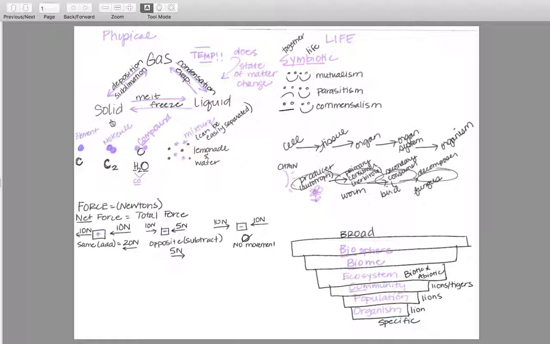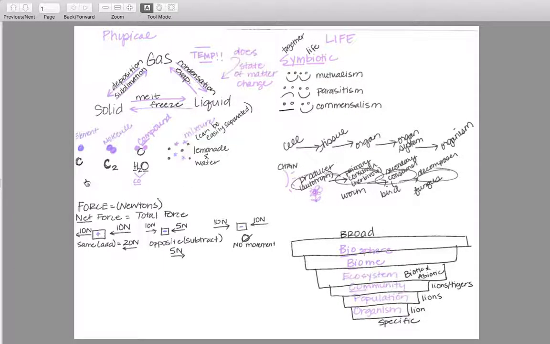Gases can go right to a solid as well. You'll see this when it's super cold outside. The atmospheric gas will deposit itself and form frost in the morning, so frost on your windshield, frost on the ground. That's not happening because it's raining or anything. A lot of times it's just depositing itself. It gets really cold really quickly and becomes a solid. So that state of matter review is important.